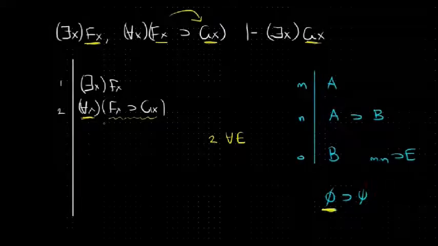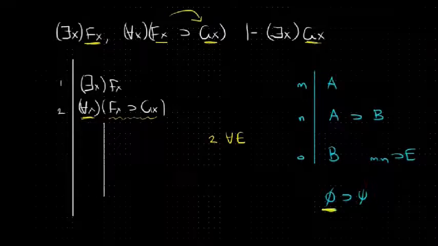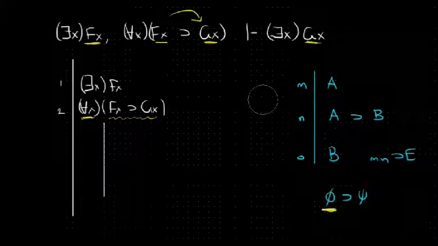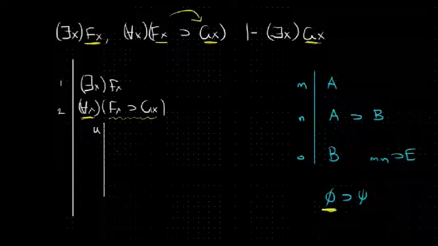So the way we do that is to start a new scope bar. But this is a special kind of scope bar. This is a scope bar on which we're going to introduce a parameter. So let's say that we have on this scope bar the parameter u. Now u is a dummy name. It acts like a constant, but it refers to no constant in particular. It's like the name Joe Bloggs.